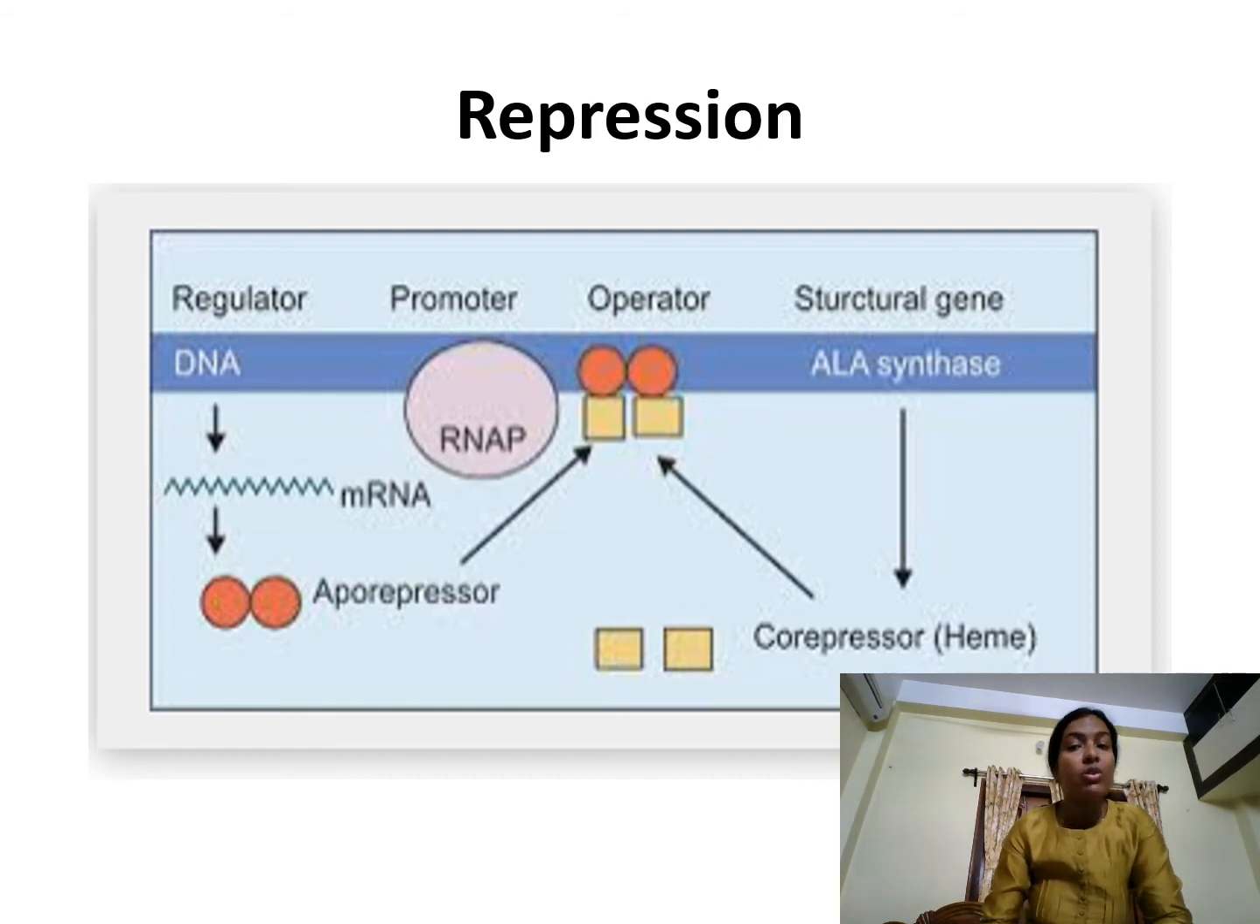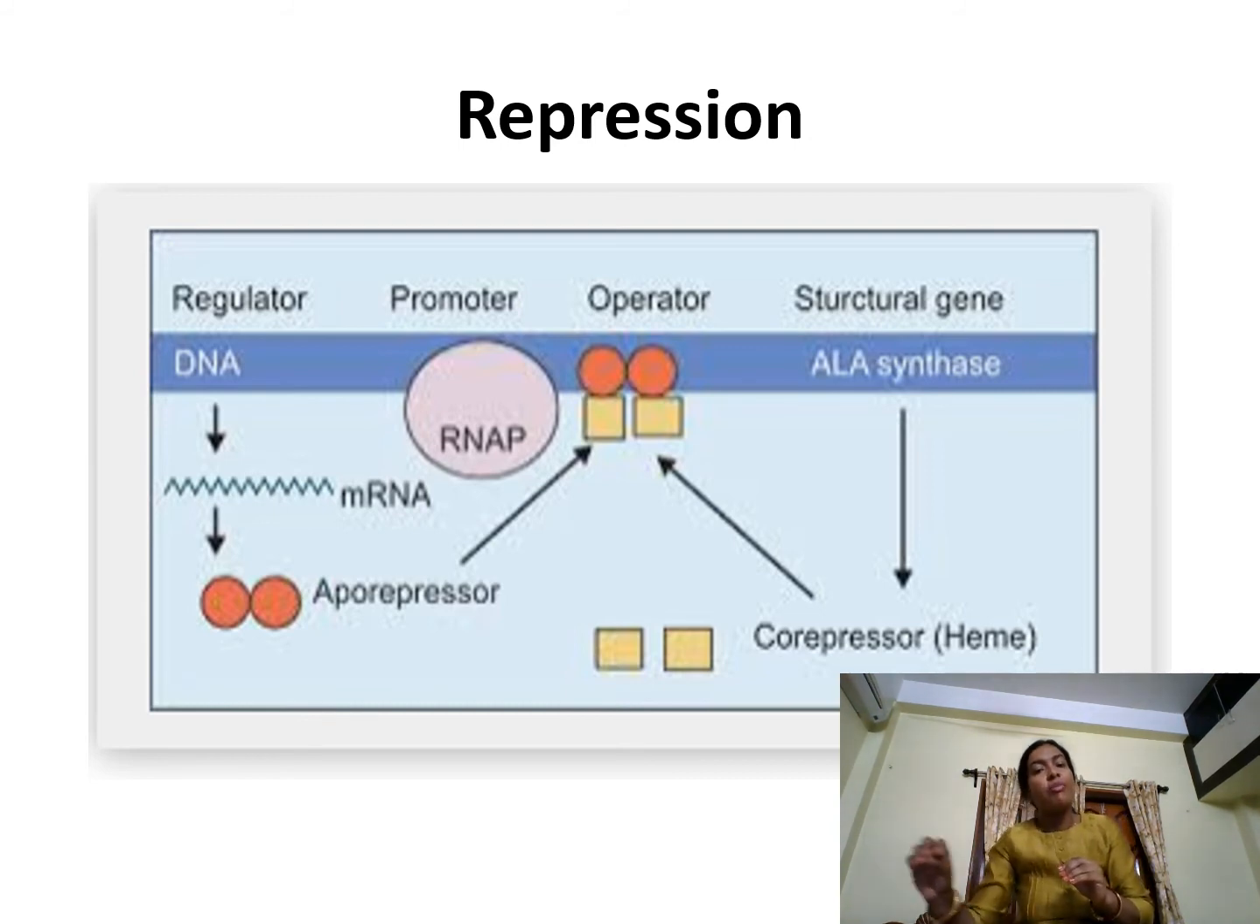And how does heme regulate its own synthesis? This heme molecule acts as a co-repressor. It binds with the aporepressor molecule and forms the holorepressor. This holorepressor binds at the operator site. Now the operator site is totally blocked, so the RNA polymerase cannot move downstream and cannot transcribe the structural gene of ALA synthase. So ALA synthase is decreased, so heme synthesis is decreased.